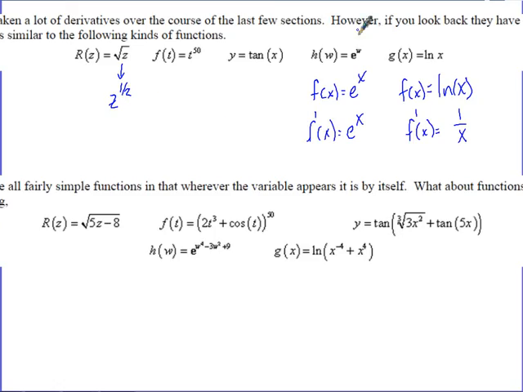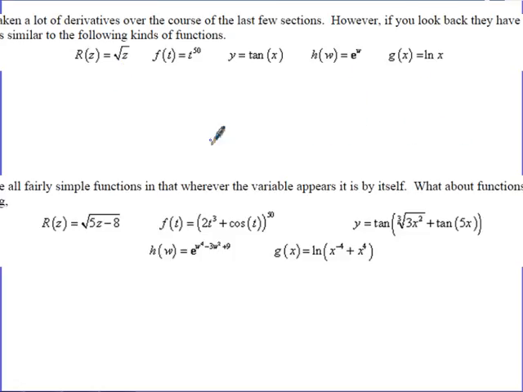So here we go. So far we've taken a lot of derivatives. However, they all look kind of something like this. Very simple, very easy. Like for instance, this one right here. What did I have to do to it? I changed it to z to the 1/2, and when I took the derivative, it became what? 1/2 z to the negative 1/2, right? This is just kind of review. What about t to the 50? 50t to the 49.